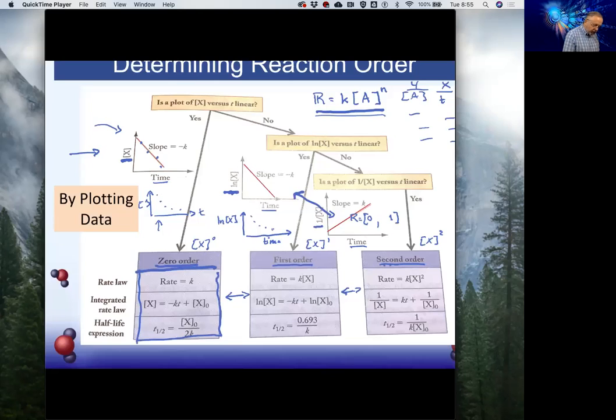But now we're going to go into this. We're going to start, I think, with the first order and second order, since those are more likely. So more likely first order, then second order, then zero order.